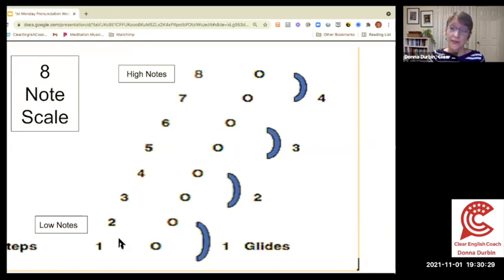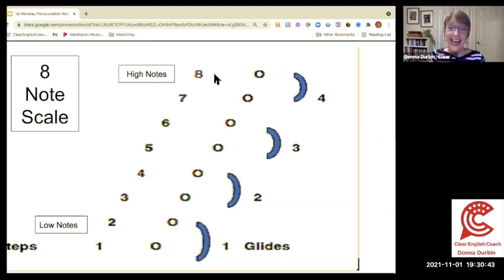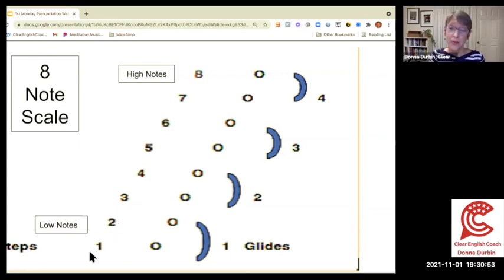So Rana, let me hear you do the 8-note scale. 1, 2, 3, 4, 5, 6, 7, 8. Good. 8, 7, 6, 5, 4, 3, 2, 1. Excellent. So you're having a little trouble on the lower notes.